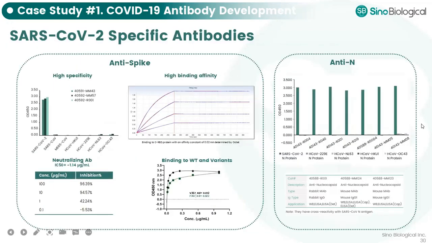And so what we do is we try to enlarge the antibody libraries. And second, we use multiple platforms to support the antibody development in order to obtain enough antibody clones. So here is showing the anti-spike and anti-N antibodies. We successfully obtained antibodies that only recognize SARS-CoV-2 virus, not the original SARS and the other five coronaviruses. And the same thing for the anti-N antibodies.